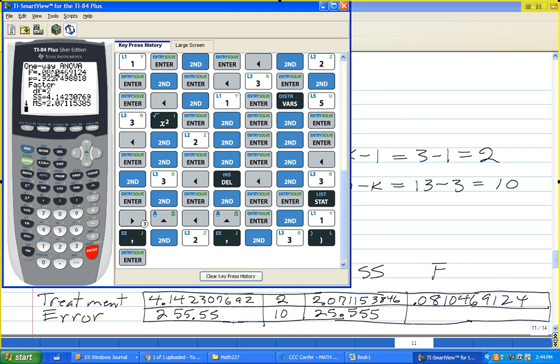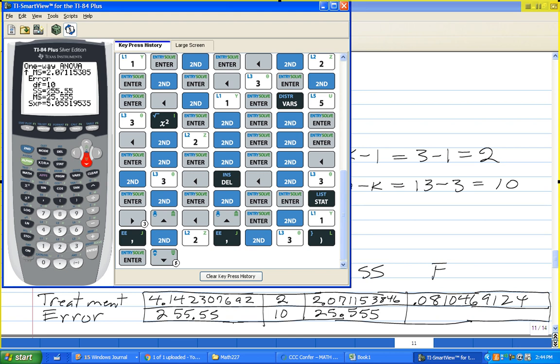The F value, here it is, right on the very top, 0.810469124, exactly the same. P-value, we didn't figure out the p-value, but we could. Now notice, look at the error. Here it is. Degrees of freedom is 10. There it is right there. The sum of squares, 255.55. There it is. Mean, there it is. So they filled out all the table for us.